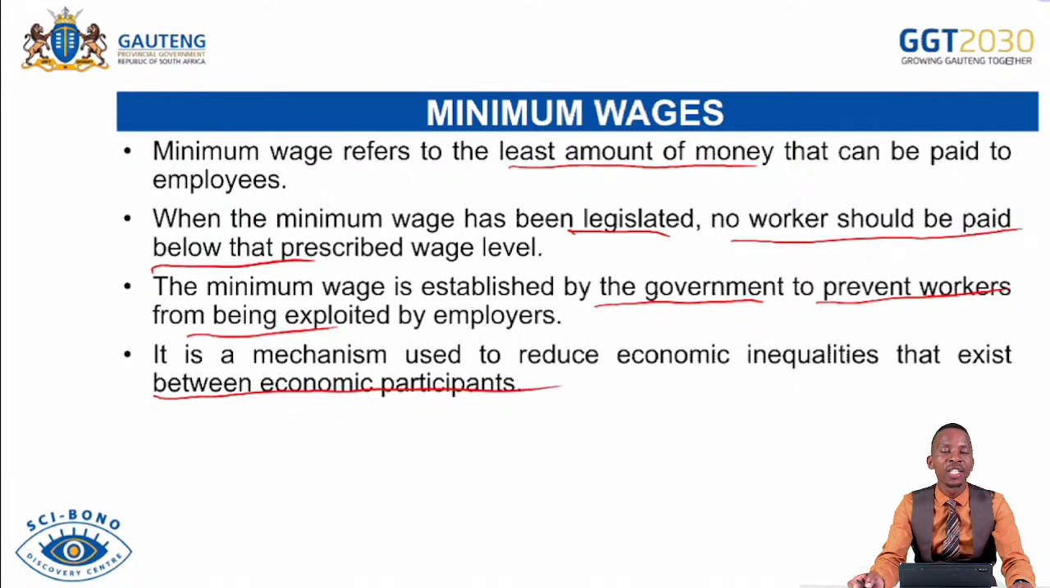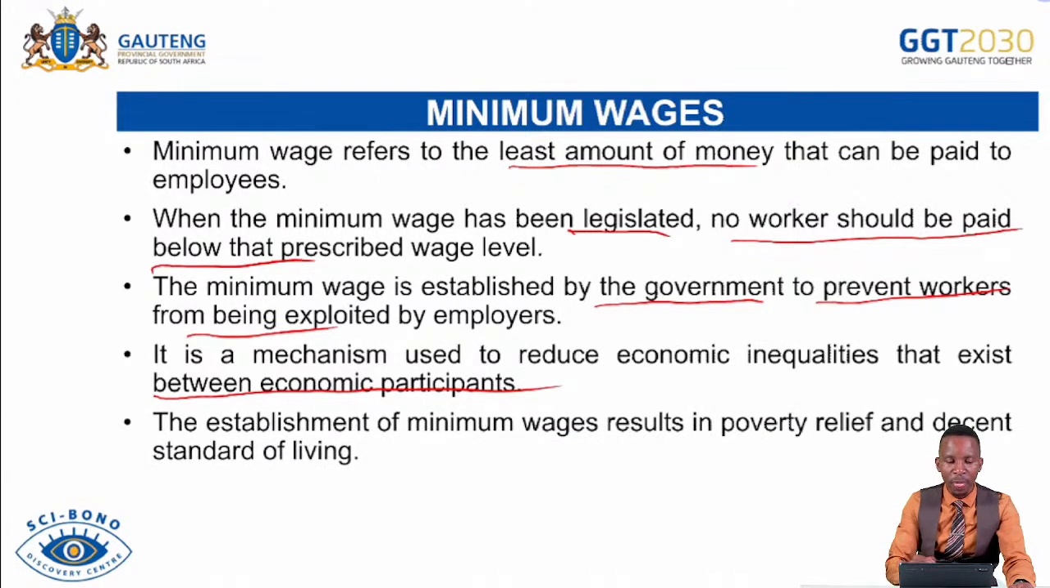We know that in the country we have huge economic inequalities, whereby we have very few rich people and so many poor people. So the minimum wage system is there to ensure that economic inequalities are reduced within the economy. So the establishment of minimum wage results in poverty relief and a decent standard of living. If minimum wage has been legislated, those people within that particular industry will be earning a reasonable amount of money that is known as a living wage. Then they will be able to live within better living standards, or they will be able to live along the poverty line.